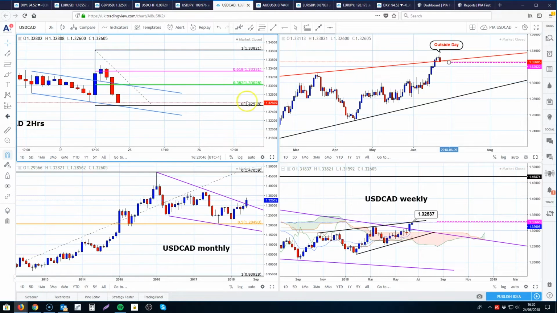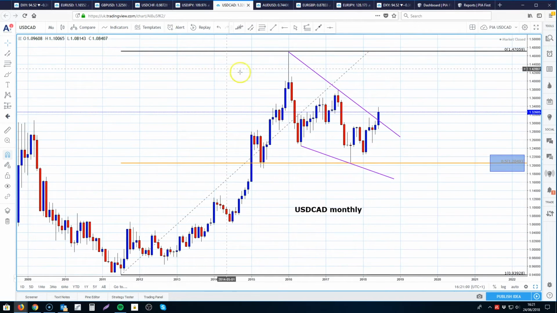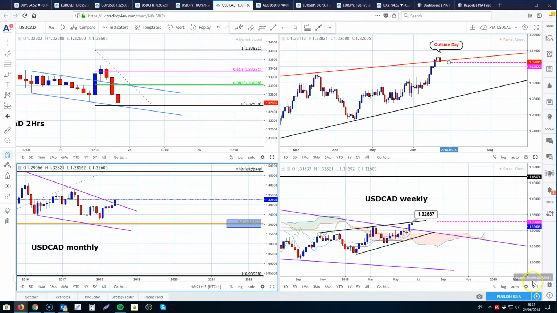Dollar CAD, two ways again to look at this. I'm really interested to see price action at the beginning of this week because I do want to get short of this currency pair. The monthly chart highlights a clear breakout of the wedge formation to the upside. The measured move target is up here, 147 the figure. So this time frame is bullish.